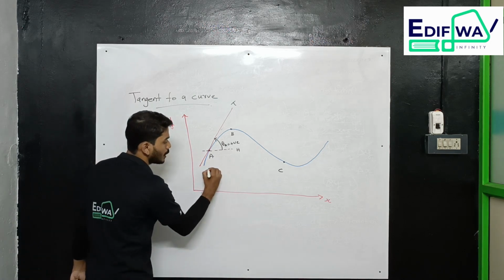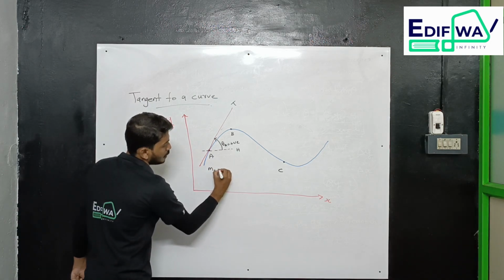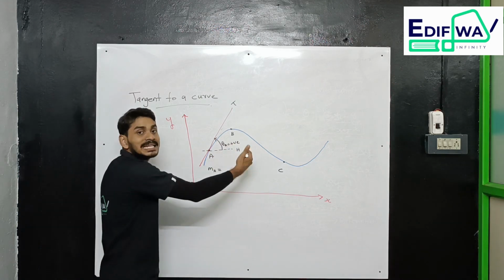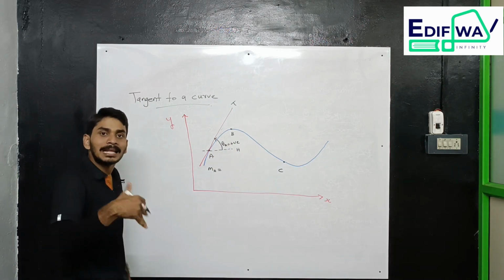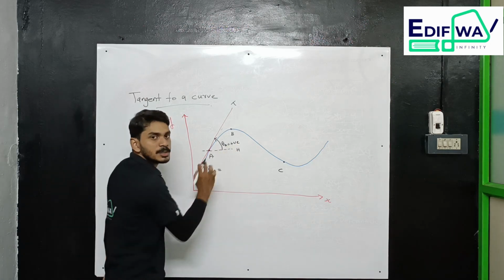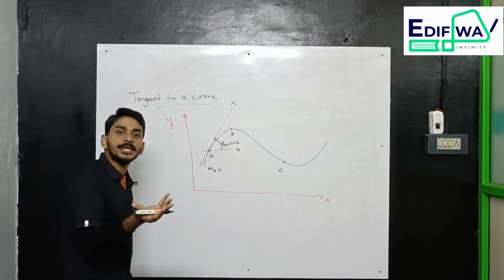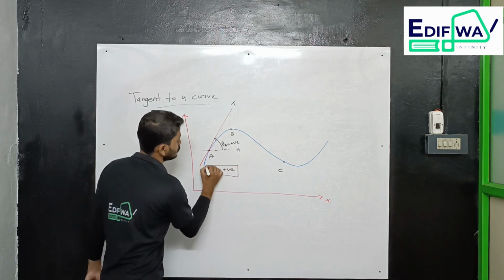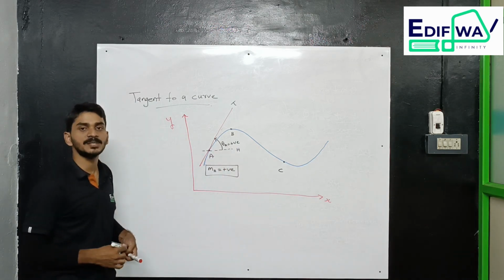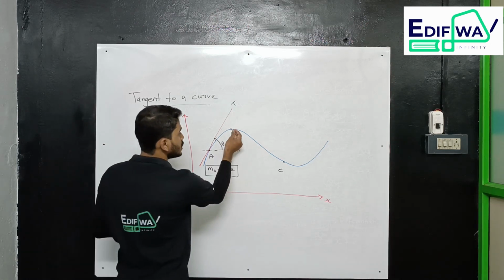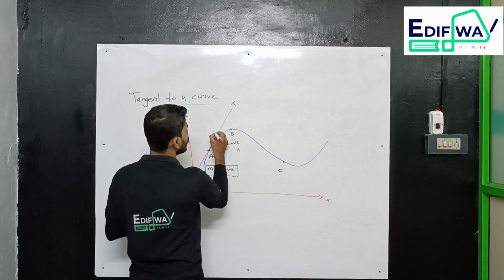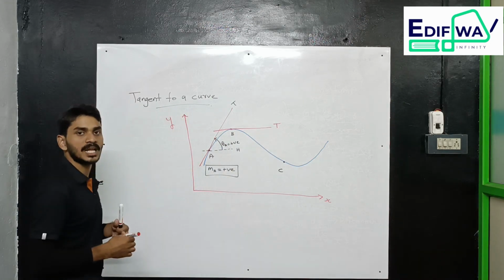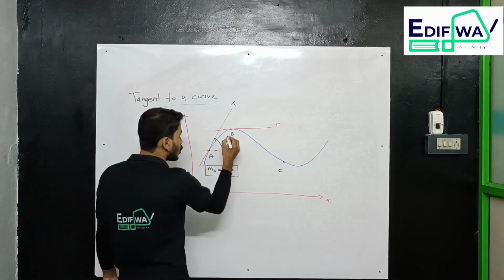Then the slope at A will also be positive. Why? Because slope is tan theta. Here theta is positive, then the tan value will also be positive, which means your slope at A is positive. Now what about the point B? At point B, this is the tangent. Now let's consider the horizontal.